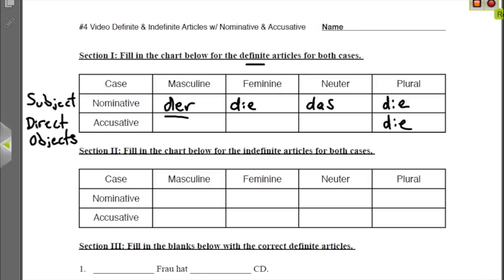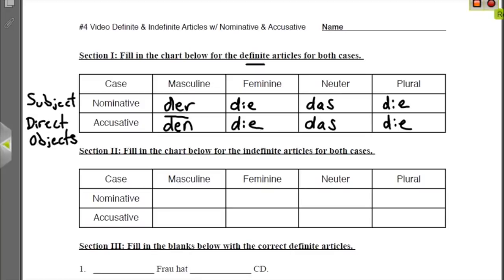The accusative case only changes in the masculine. If you have a masculine direct object, you have den as opposed to der. So for instance, der Mann ist nett. The man is nice. Ich kenne den Mann. I know the man.